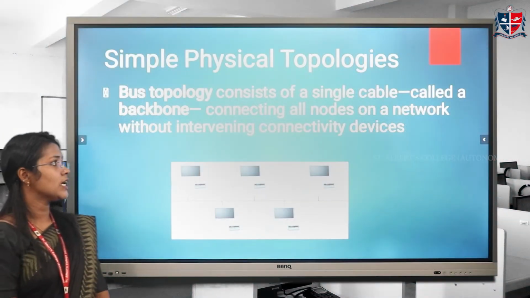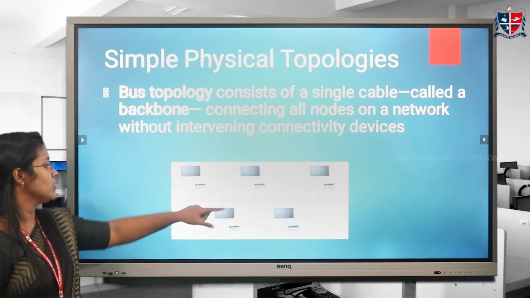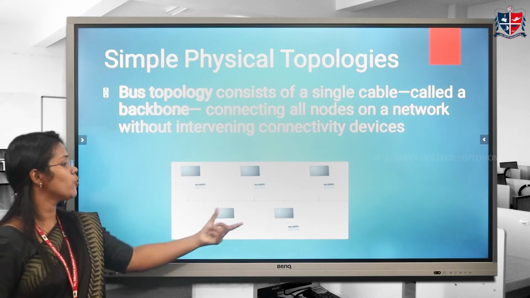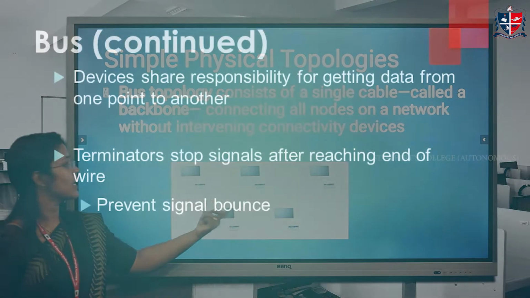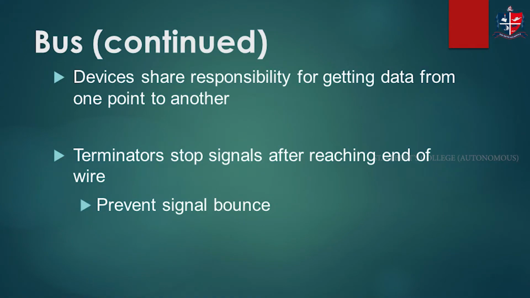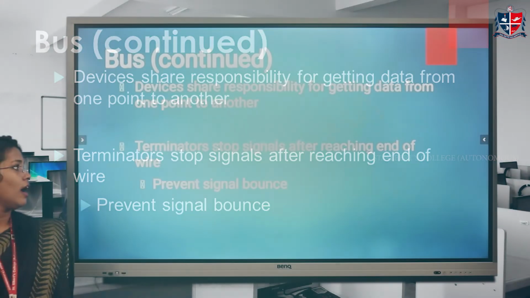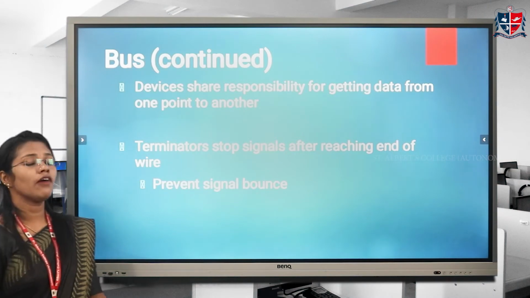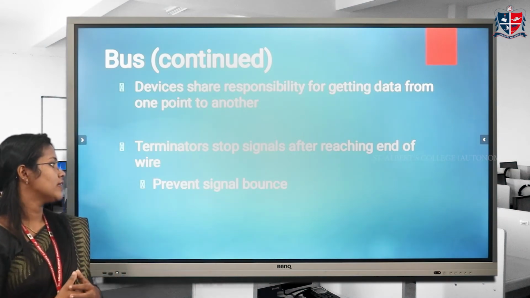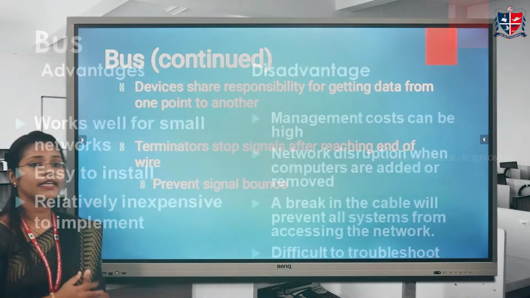So the bus topology consists of a single cable called a backbone. It is connected to all nodes on a network without intervening connectivity devices. The devices share the responsibility of getting data from one point to another, and a terminator stops signals after they reach the end of the wire. It also helps to prevent signal bounce.